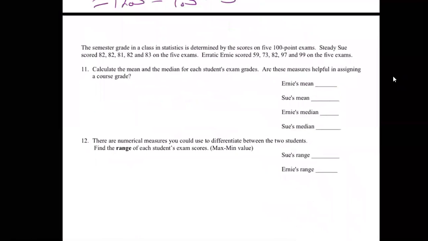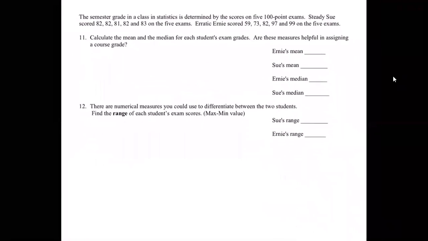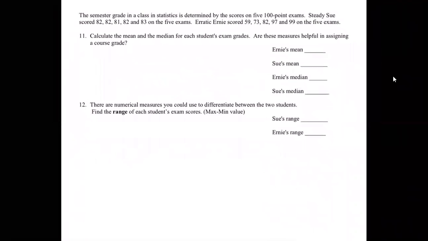Let's go to number 11 here. We got about 10 minutes. Let's see what we can get done. So the semester grade in a class in statistics is determined by the scores on 5 100-point exams.